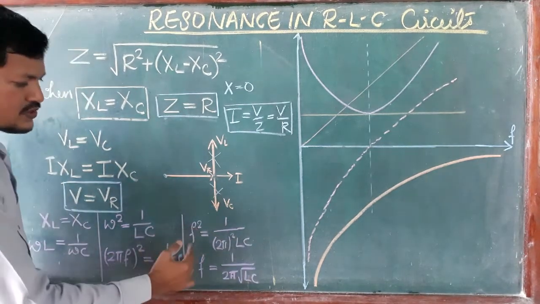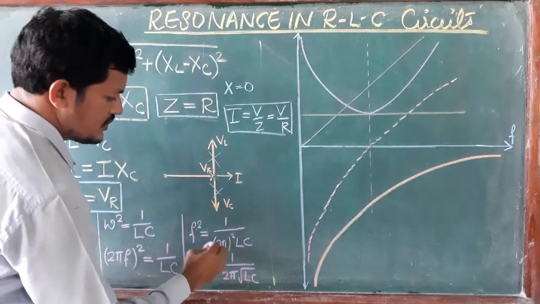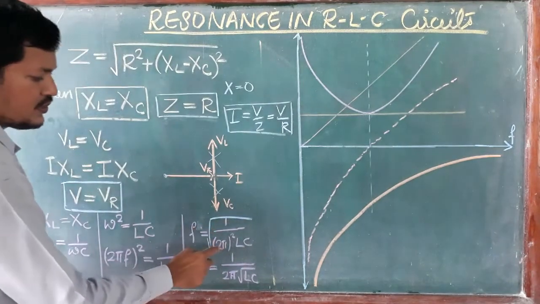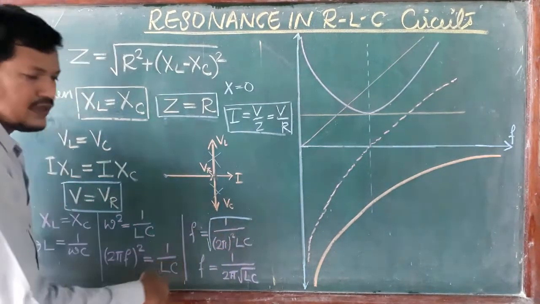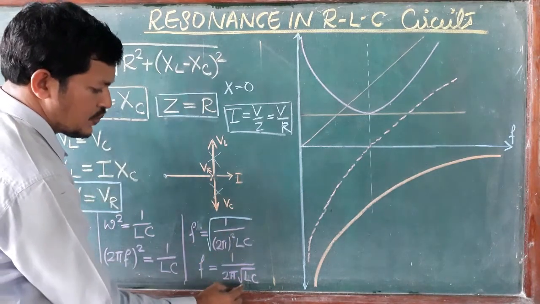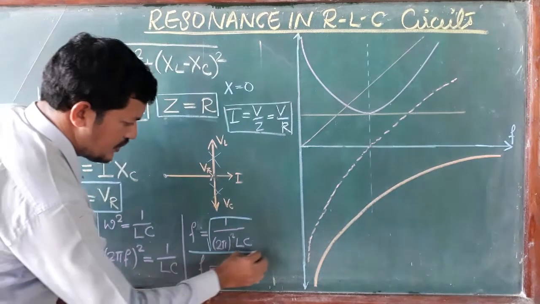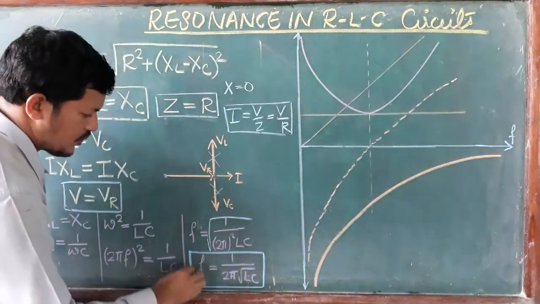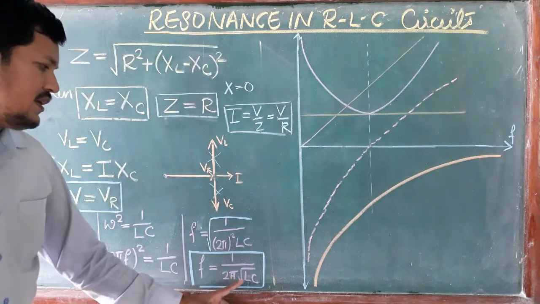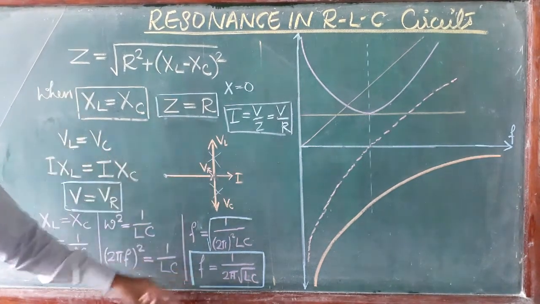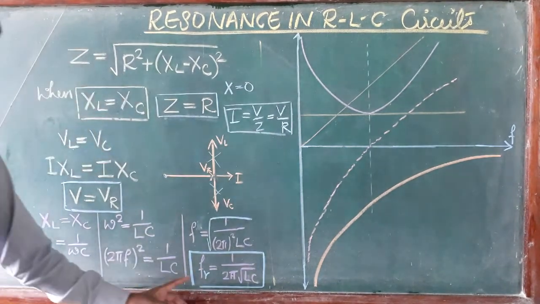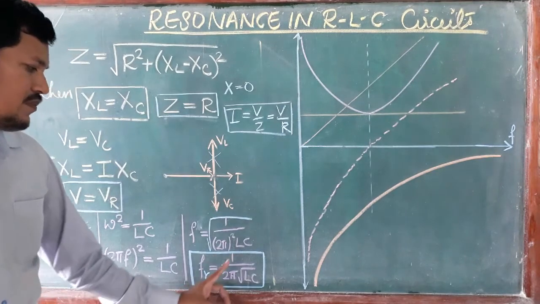Taking the square root on both sides, inside the root 2 pi squared comes out as 2 pi, and LC becomes root LC. So frequency equals 1 by 2 pi root LC. At this condition, the frequency is 1 by 2 pi root LC. This frequency is known as the resonance frequency. So the resonance frequency fr equals 1 by 2 pi root LC.